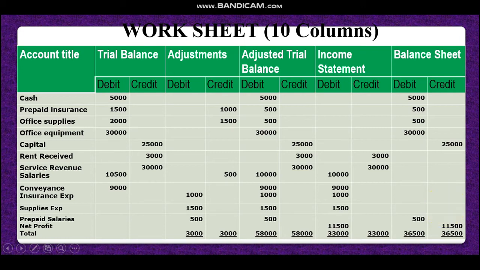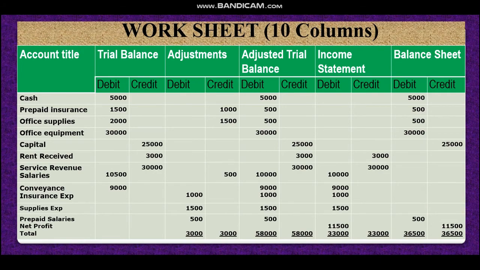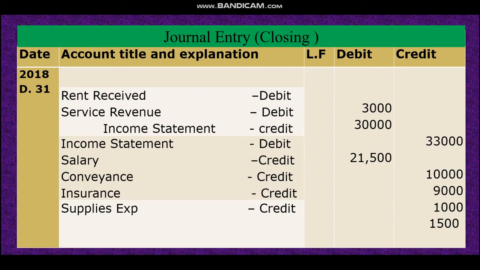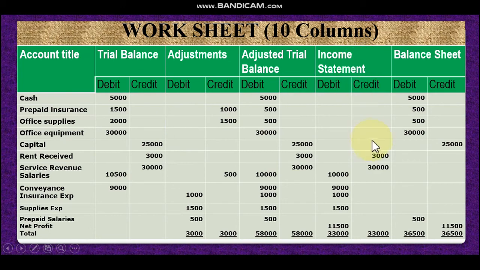Last class we also discussed the worksheet. Now our last topic is journal entries, closing journal entries. Dear student, all of you know the formula. This is very easy for preparing closing entries. At first you have to write all income accounts debit, income statement account credit. For the closing journal we close the income and expense accounts.